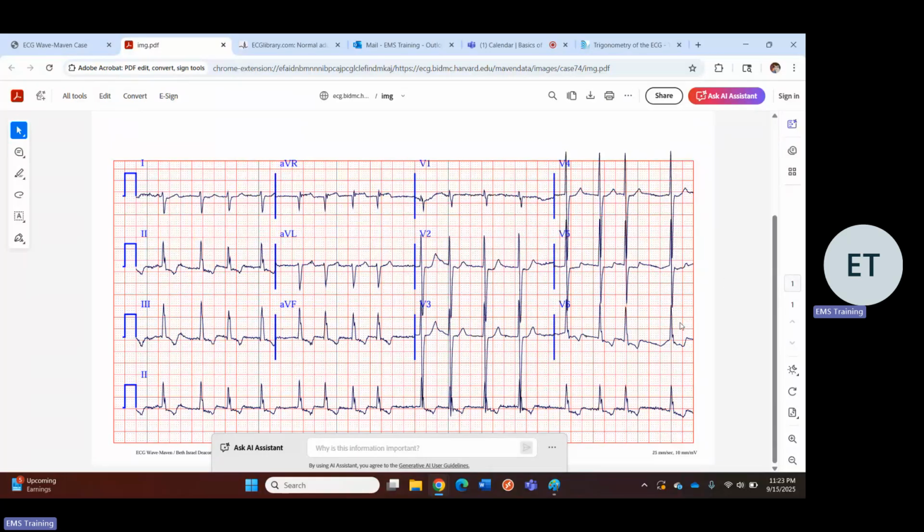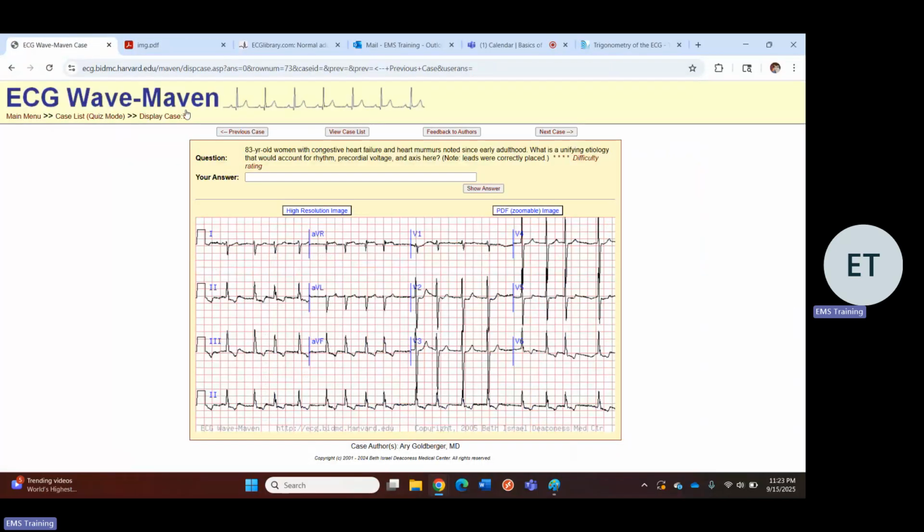There's this strain pattern, which you can see with LVH and bundle branch blocks, but this doesn't really look like a full bundle branch block to me. I would say the strain pattern is more due to the size of the left ventricle, which is why we see this LVH. These are bleeding over each other. When you see that, you could consider LVH as a culprit. Yeah, I don't know. Let's find out about the patient.